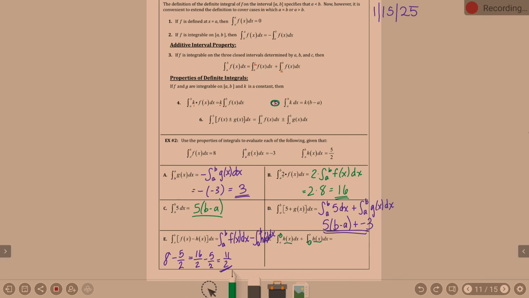This is rule 3 from up above, your additive interval property. I've never known that name, sorry, but okay. So this can be rewritten as the integral from a to b of h of x dx. Okay, which is five halves.